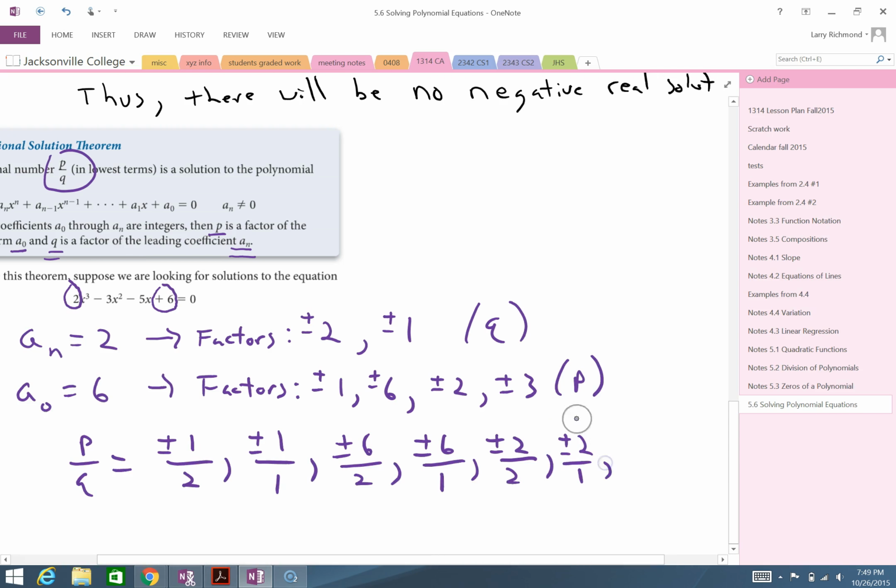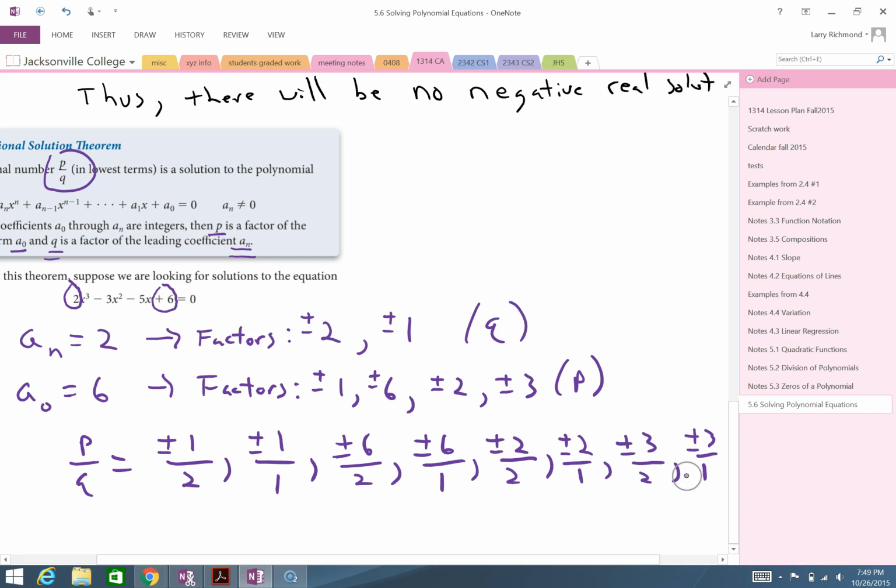Lastly, plus and minus 3 divided by 2. Plus and minus 3 divided by 1. All right, that's quite a lot of numbers. First, make sure we have the right number. We have 4 of them here and 2 of them here. There should be 8: 1, 2, 3, 4, 5, 6, 7, 8.